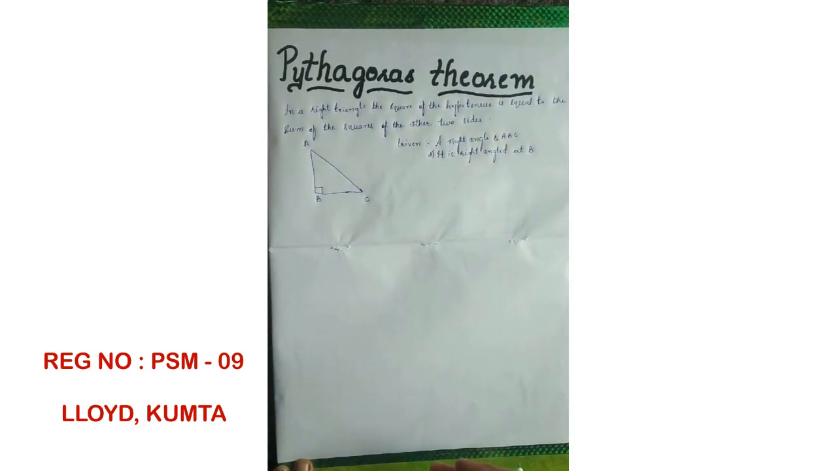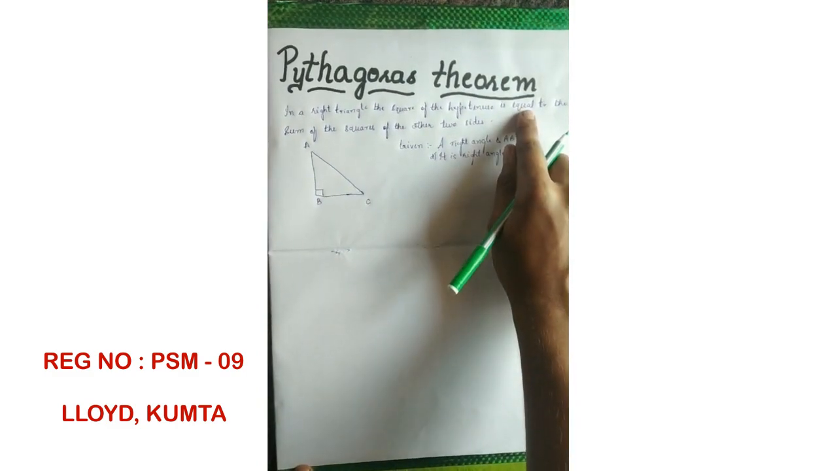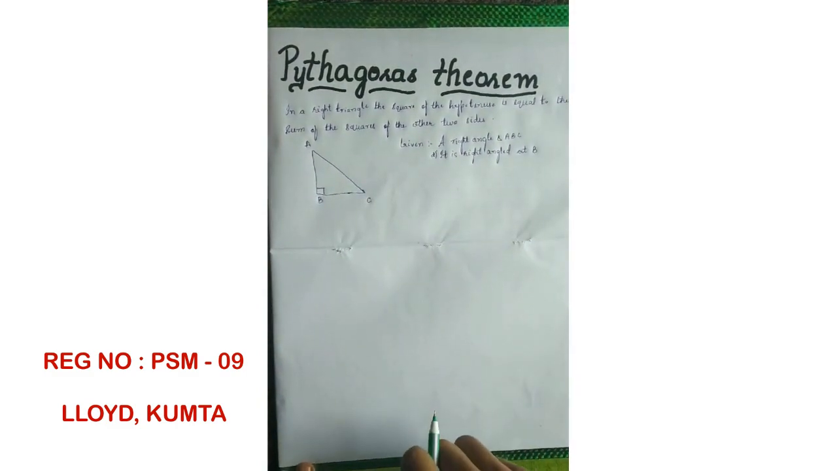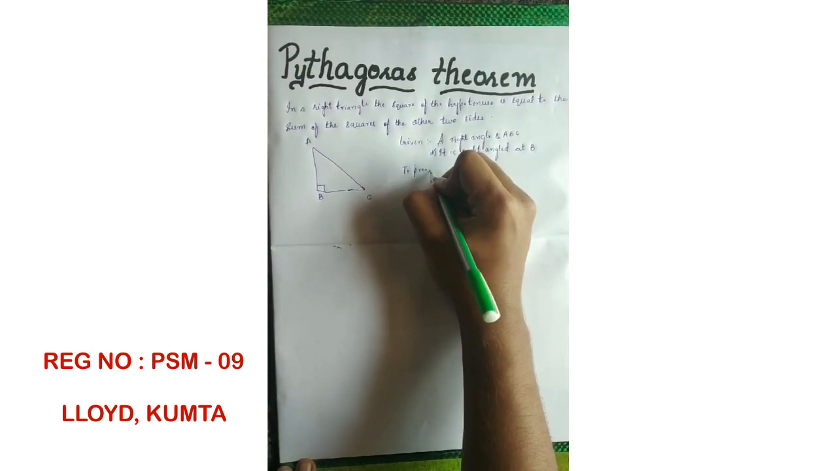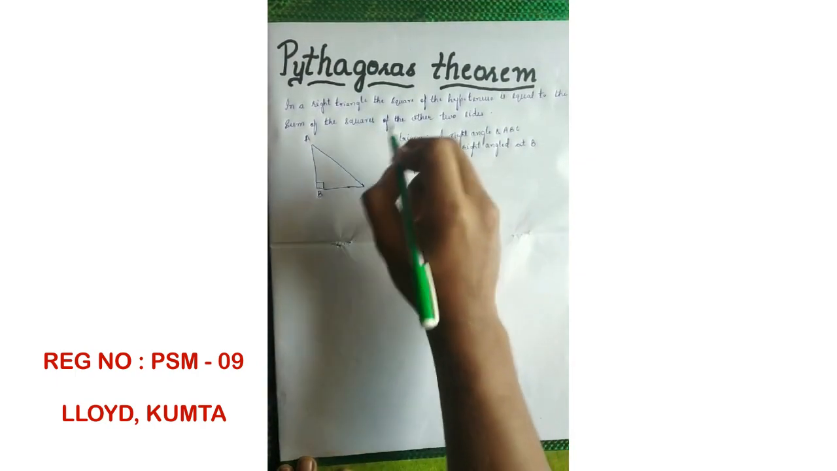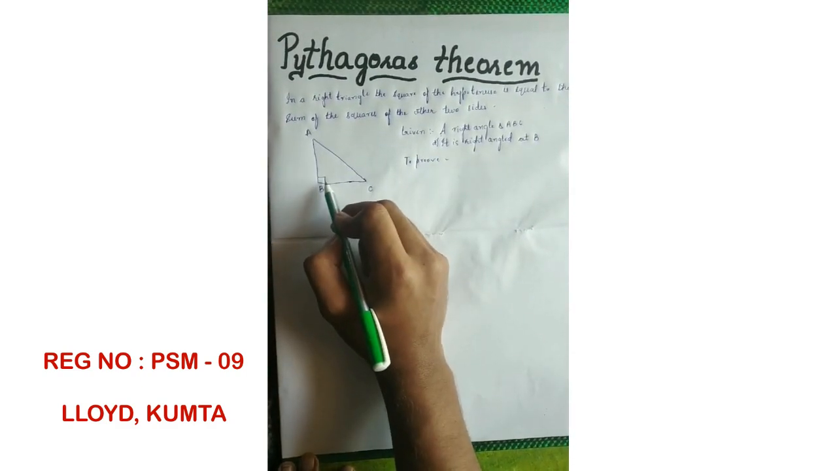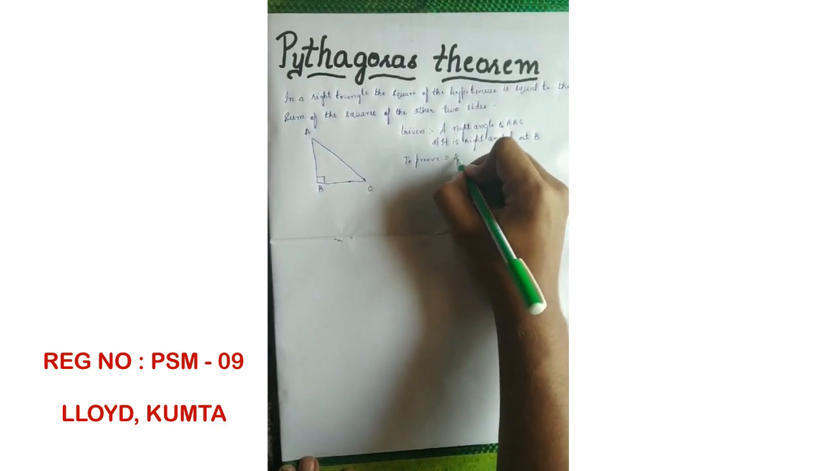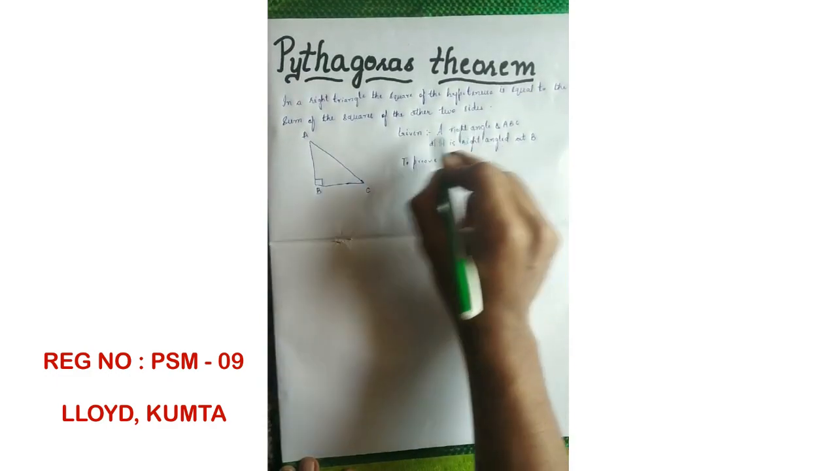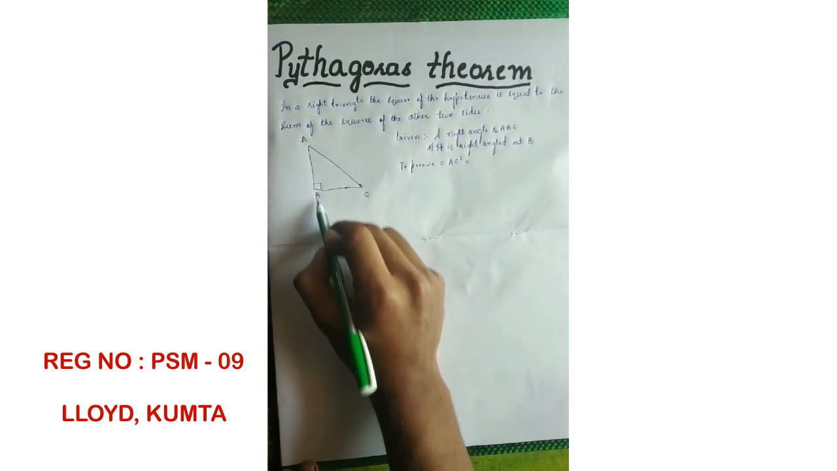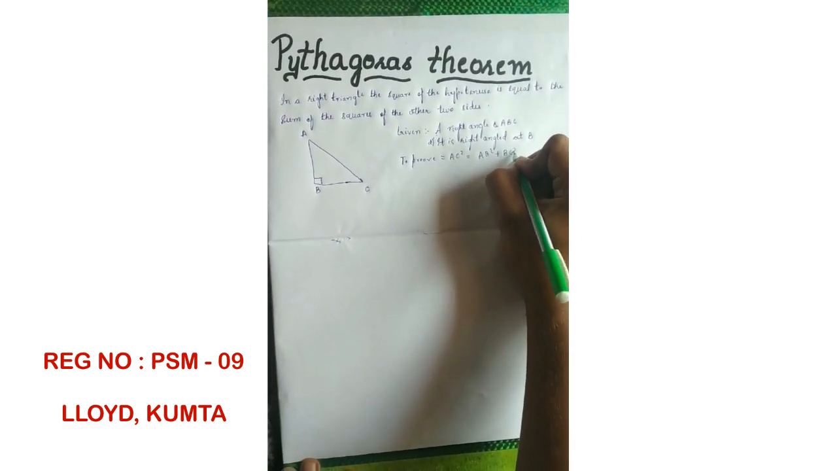So, what to prove? It is said in this theorem, the definition, that the square of the hypotenuse is equal to the sum of the squares of the other two sides. So, to prove, that is the square of the hypotenuse side AC, which is opposite to 90 degree, that is AC square is equal to the sum of the squares of the other two sides, AB and BC. That is AB square plus BC square.